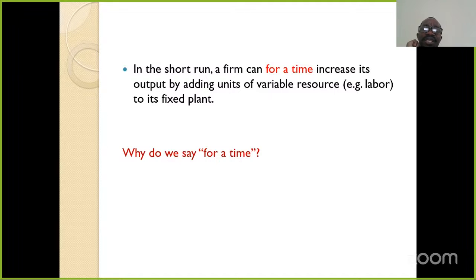Well, in short run, a firm can for a time increase the output by adding units of variable resources, for example, labor. If you are adding variable resources to a fixed plant, the output will increase for a time. And beyond a certain point, the output will start to decline. But why is it so?